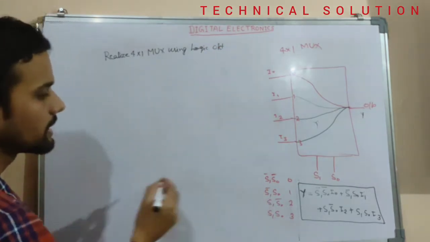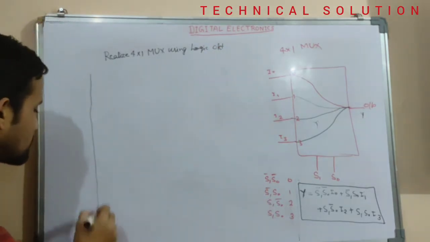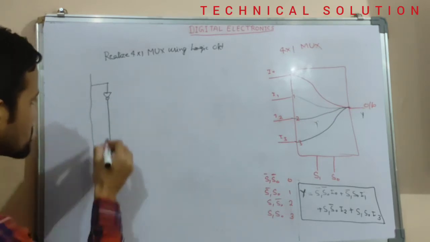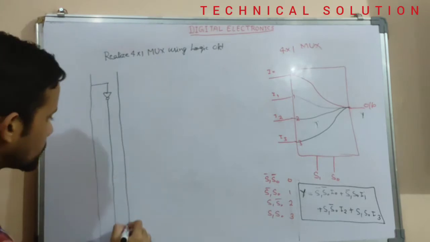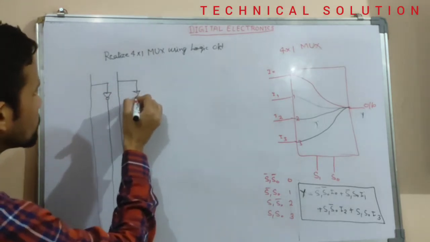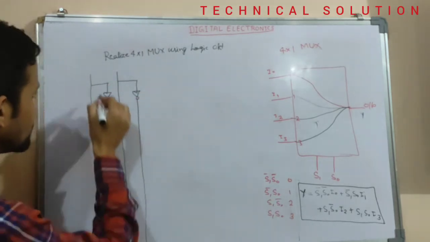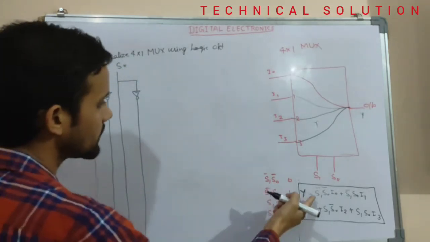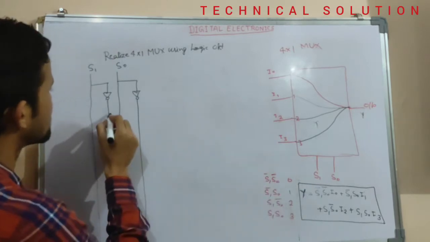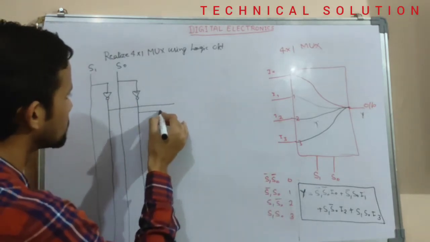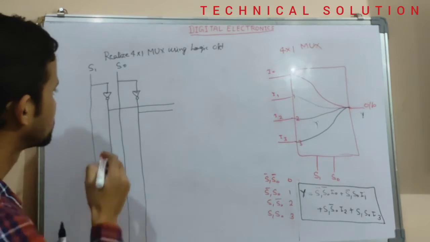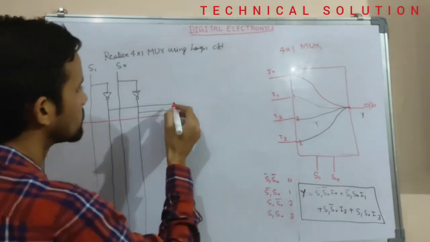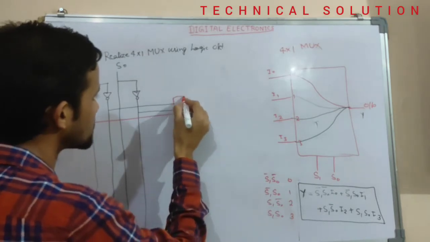Here there are 2 selection lines, with 2 the total possible combinations are 4. This is S1 and this is S0. First we take S1 bar and S0 bar, and the input is I0. Here an AND gate is present.